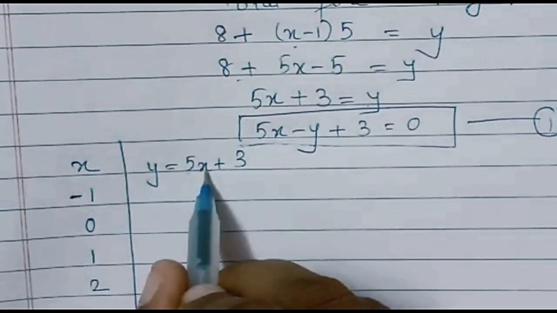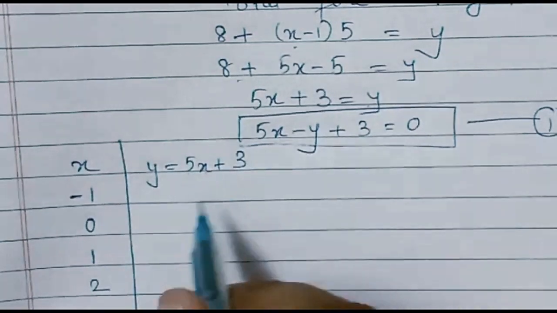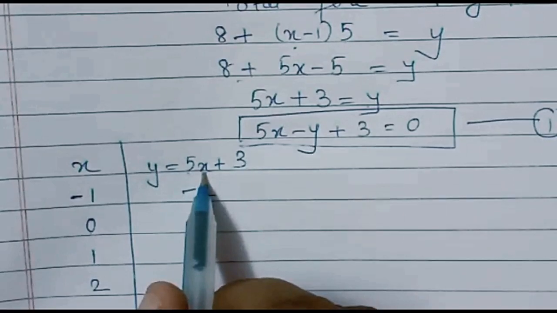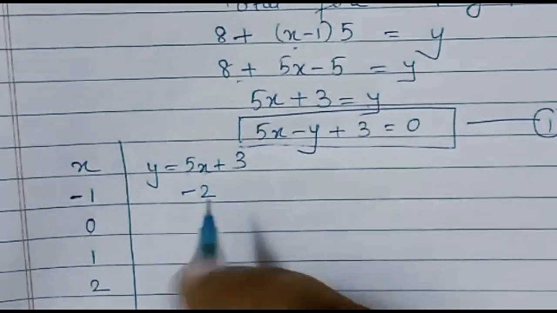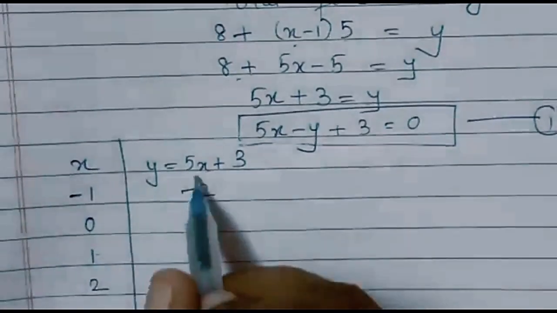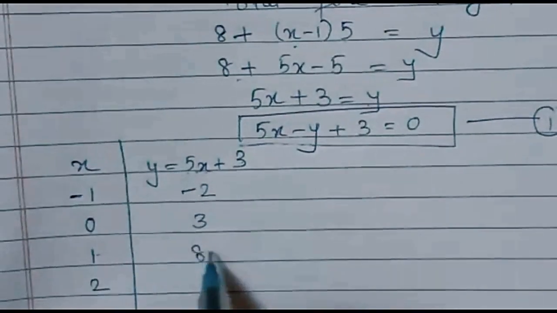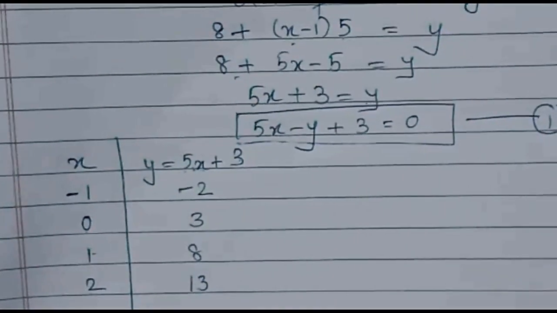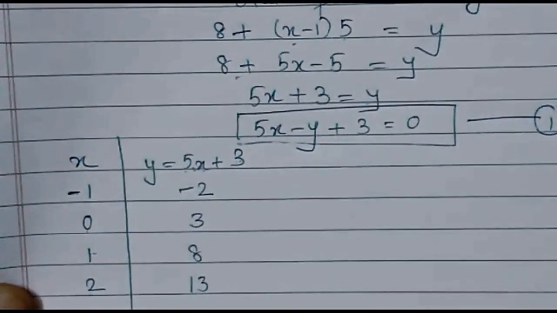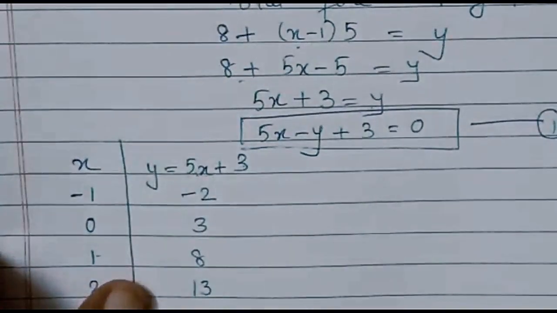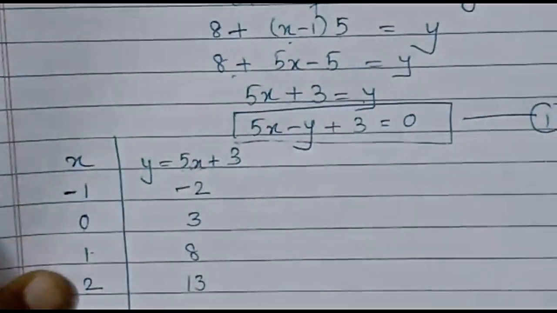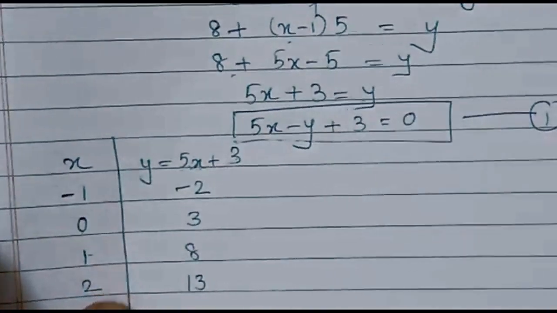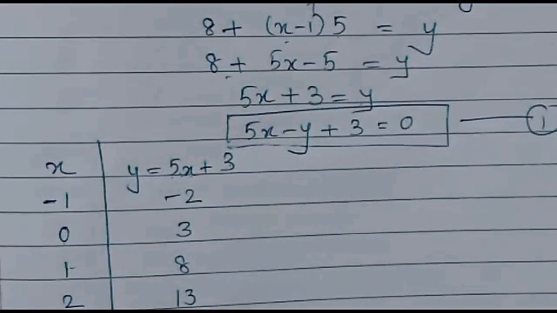So 5 into minus 1 will be minus 5, plus 3 will be minus 2. 5 into 0, the value of x is taken to be 0. So 5 into 0 is 0 plus 3, the answer will be 3. 5 into 1 is 5, 5 plus 3 will be 8. 5 twos are 10 plus 3 will be 13. So you are going to draw a coordinate plane with x-axis as well as y-axis, and the coordinates on the x-axis will be from minus 1 to 2, and for my y-axis it will be minus 2 to 13. So let us draw it on the graph paper.